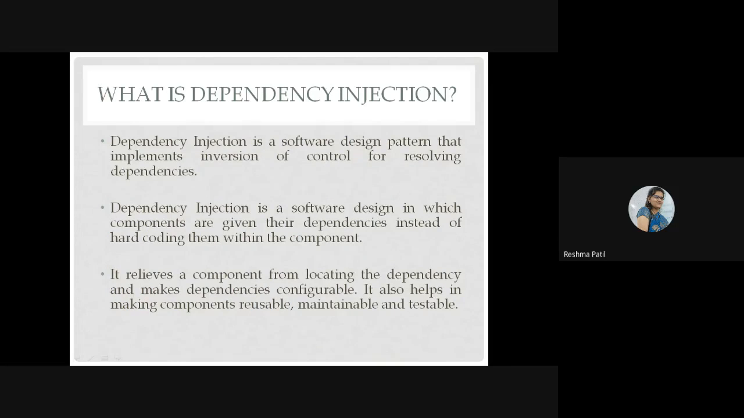What is dependency injection? Dependency injection is a software design pattern that implements inversion of control for resolving dependencies. It is a software design in which components are given their dependencies instead of hard coding them within the component. It relieves a component from locating the dependency and makes dependencies configurable. It also helps in making components reusable, maintainable, and testable.